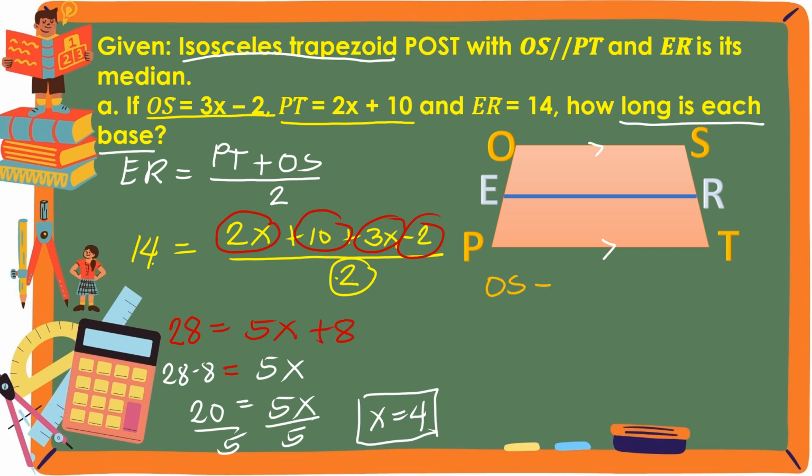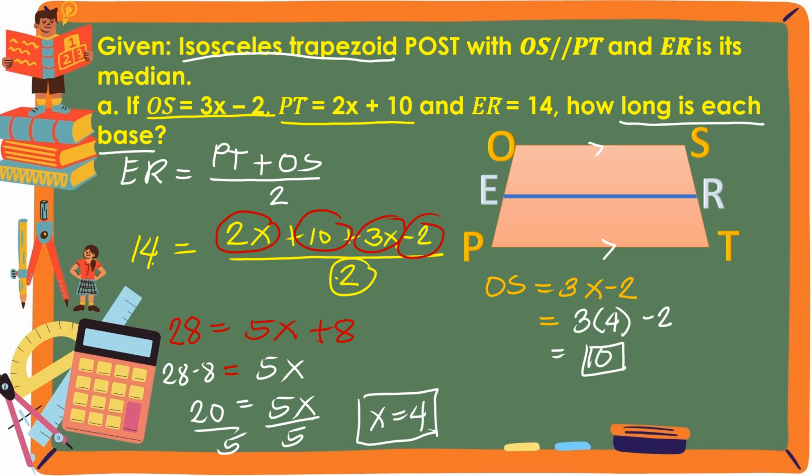So, remember, ang ating OS ay yung 3x minus 2. Substitute nyo lang. Ano ba yung ating x? So, 4. So, 3 times 4 minus 2. 3 times 4, 12 minus 2, that's 10. So, that is for our OS.